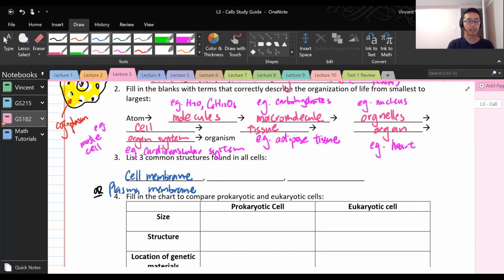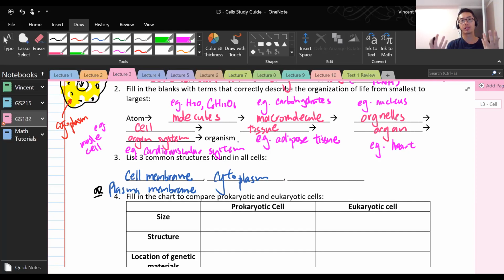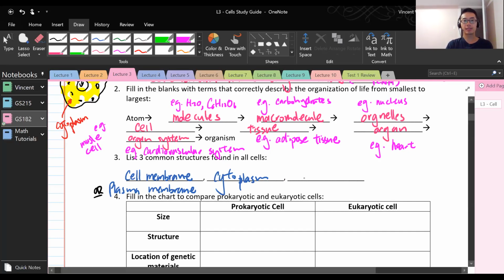Another feature found in all living cells is that they all have cytoplasm. As Nadia mentioned, that's the gel-like substance where all the cellular content is floating. And last, similar to what you saw in the cell theory, they all have genetic material. These are the things that get passed on to the next generation.